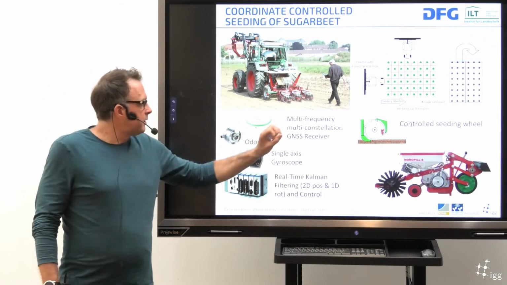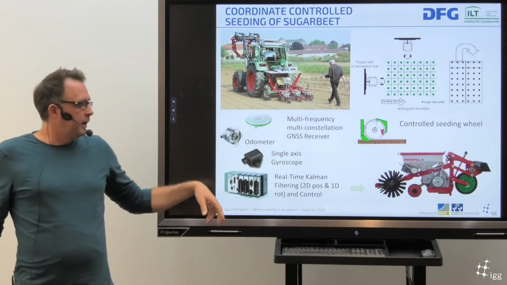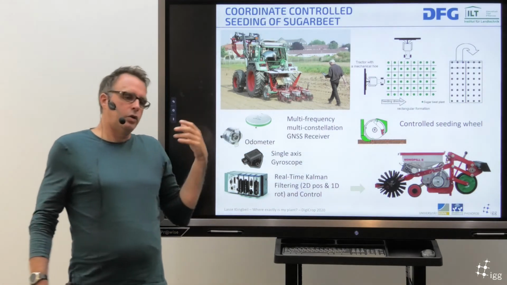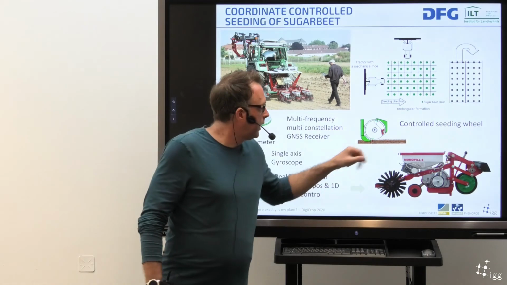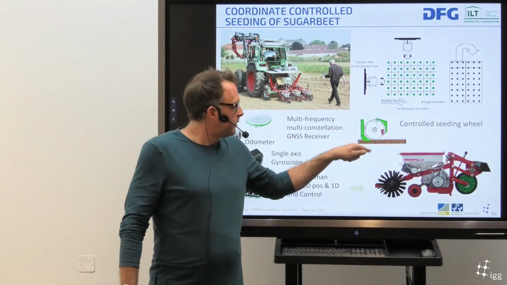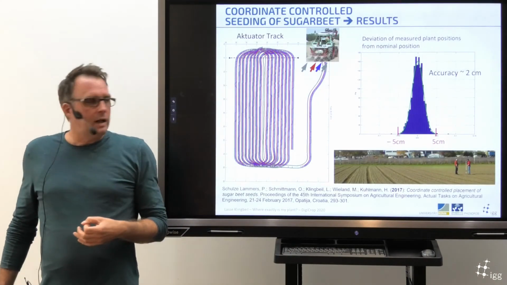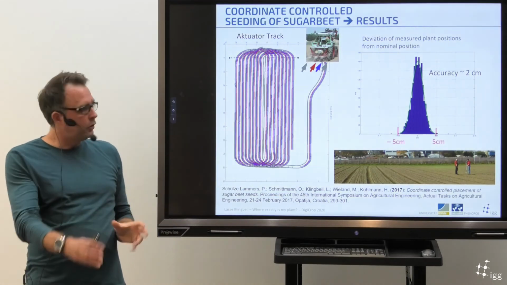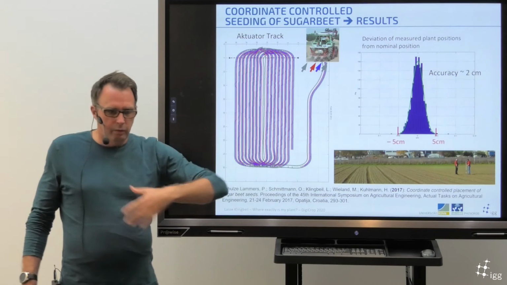Again, we have GNSS, RTK GNSS. We have real-time processing using Kalman filtering, and we use different other sensors to generate, in this case, a 2D position and one angle, and then to control this seeding wheel here so that it drops the seed at the right position. The result can be seen here. This is the track of the 4 seeding units, and this was used to actually put the seeds out.